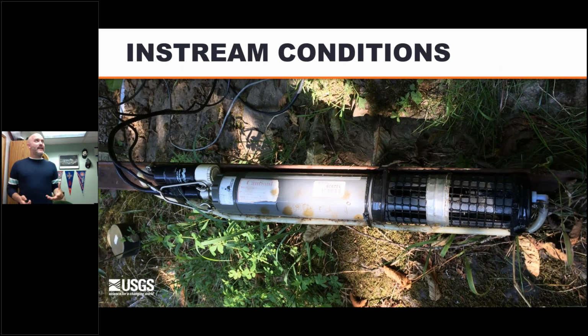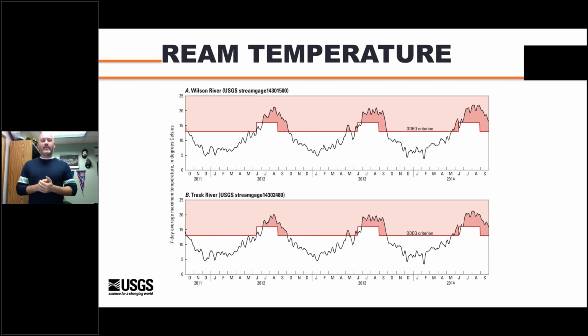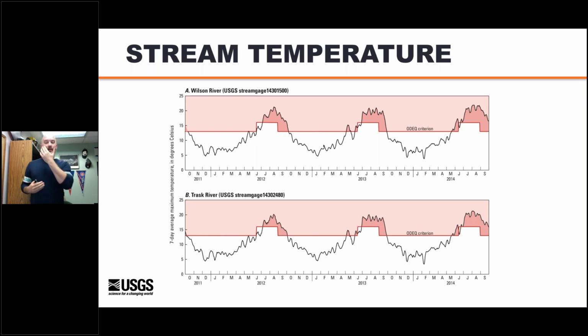Now, what are we seeing in these streams? Well, stream temperatures are getting a little bit too hot, or they remain too hot. Over the 3 years that we're looking at this, we've noticed that in both the Wilson and Trask, each summer going into each fall, the temperature did exceed what was considered an appropriate or safe criterion for the fish.